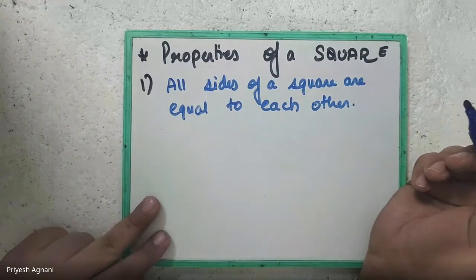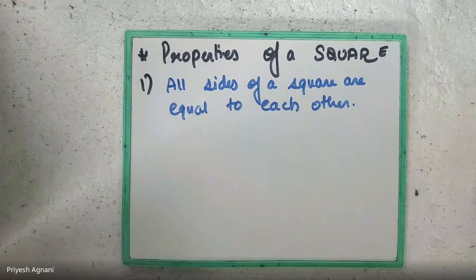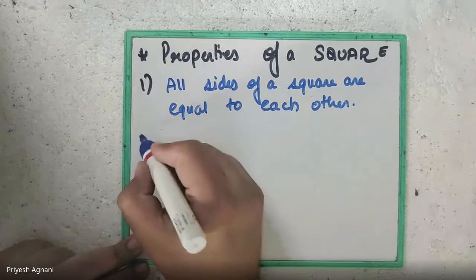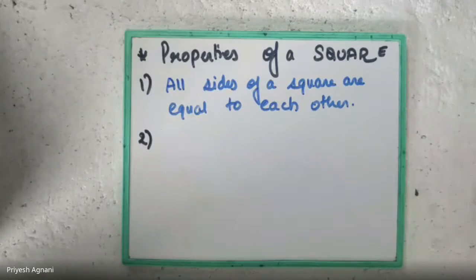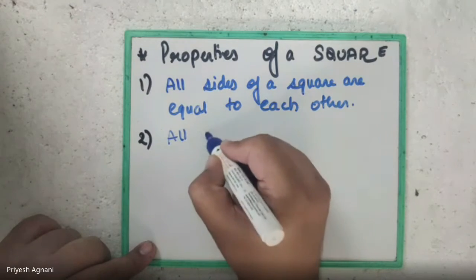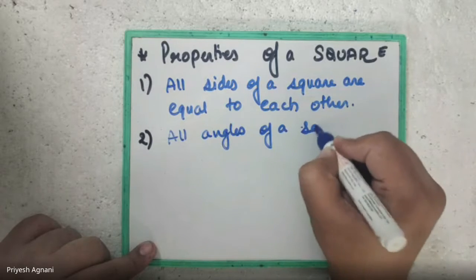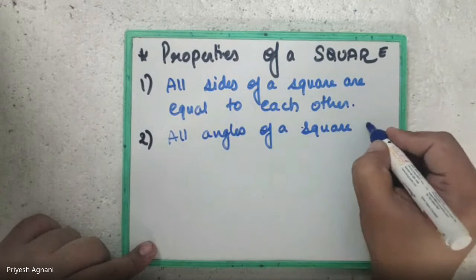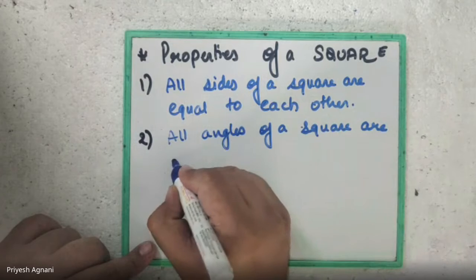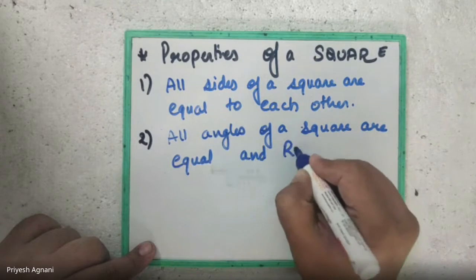Okay, now we come down to the second point. What does the second point say? One minute. All angles of a square are equal and right angles.